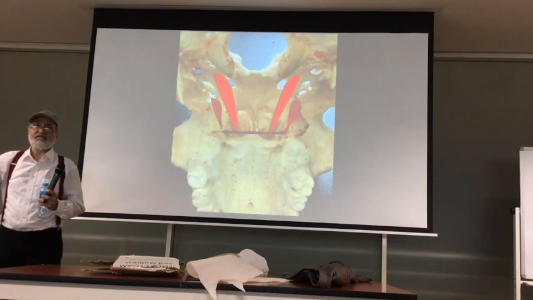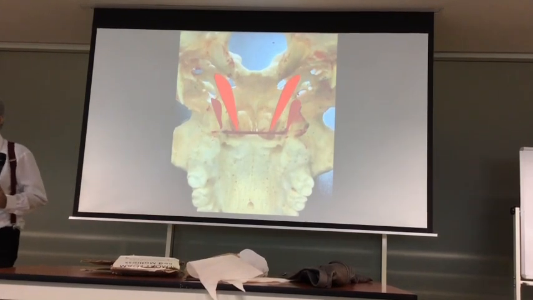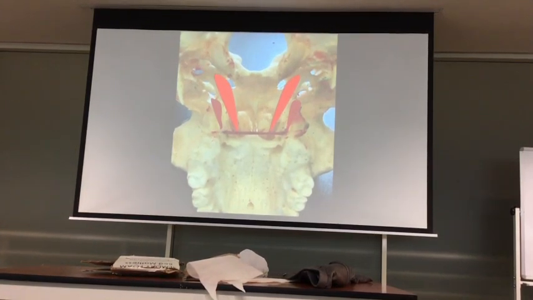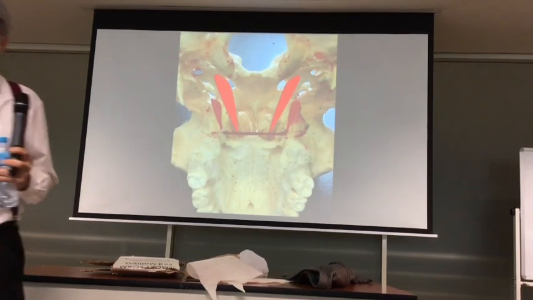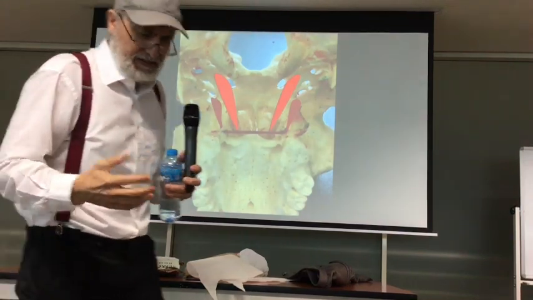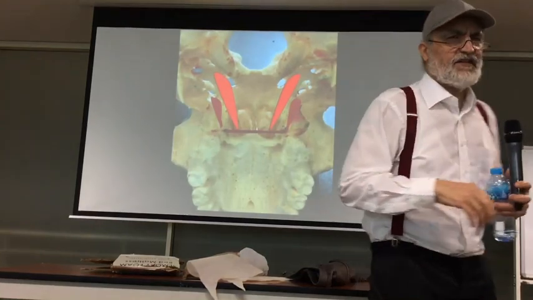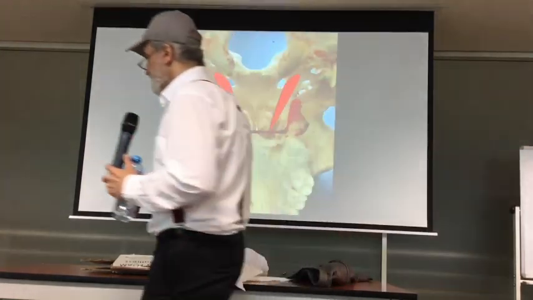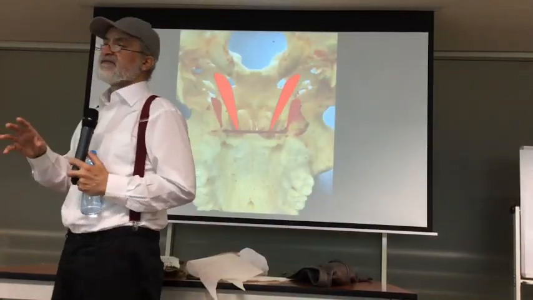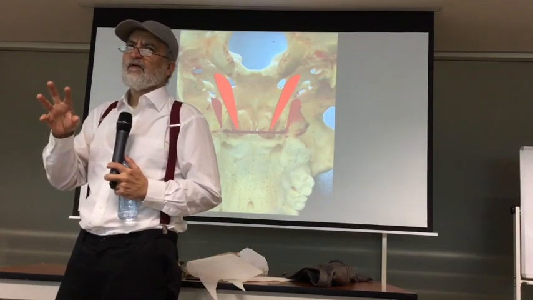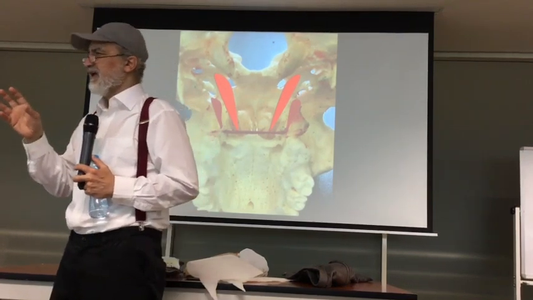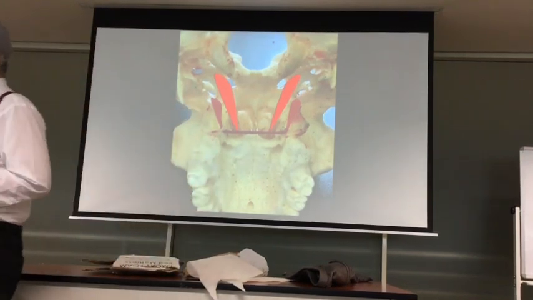So the nerve supply here is vagus. Levator is vagus. Tensor is trigeminal. Okay, so levator is vagus and tensor is trigeminal. Why levator, please, why levator? Because it is vagus.